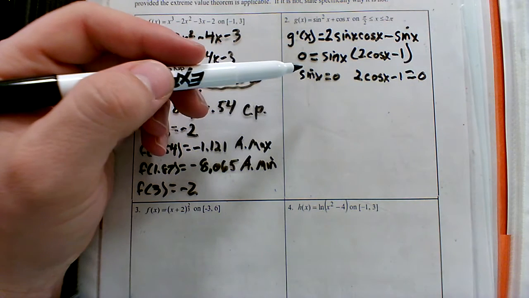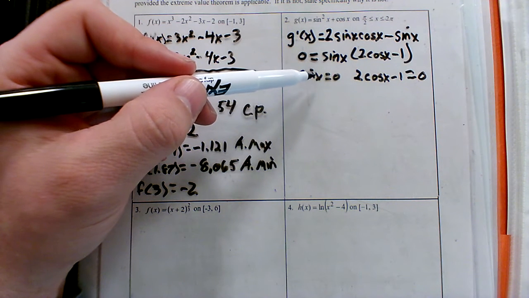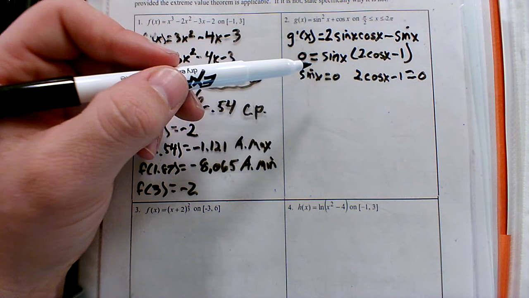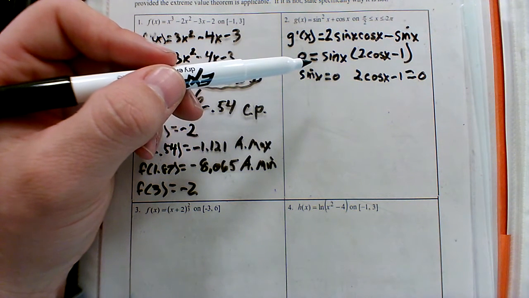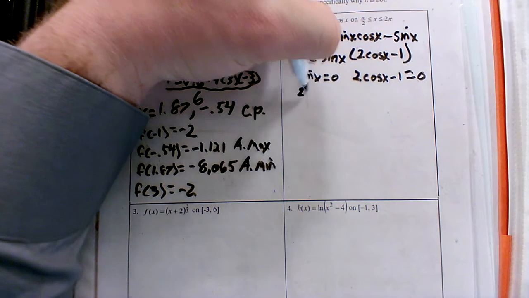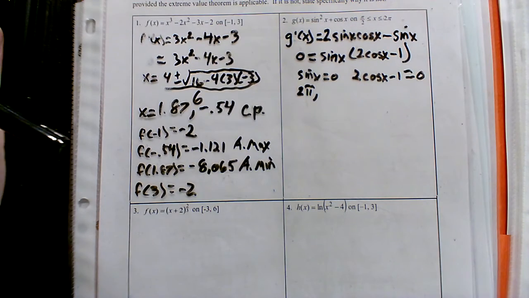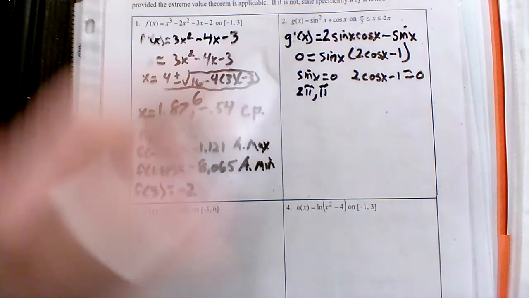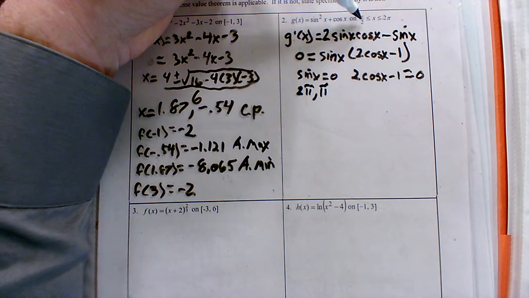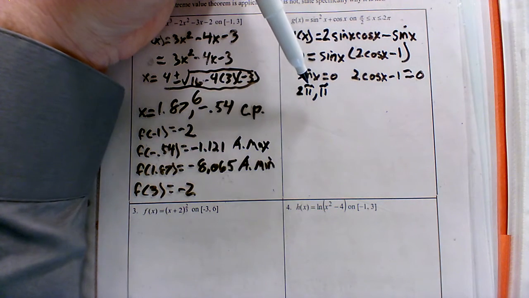So if you think about sine x, think about your unit circle. When is sine of x equal to 0? Zero, and 2 pi. And what else on the unit circle would sine be 0? Pi. So this is just for the sine x part. Are both of these within our interval? Our interval is from pi over 2 to 2 pi. Are both of those within the interval? Yes, so those are good.